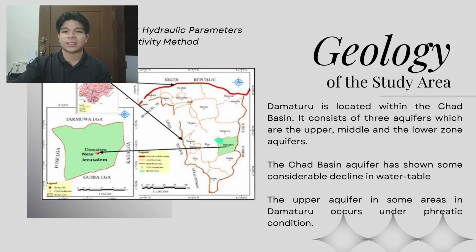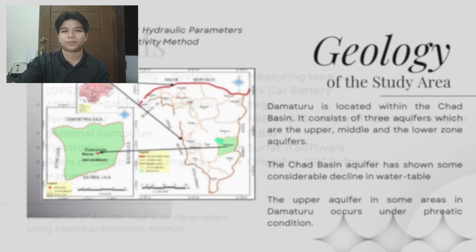volcanism, rifting, and sedimentation. Groundwater resources in Damaturu originate from the Chad Basin's aquifers, which include upper, middle, and lower zones, primarily composed of sandy formations separated by clay and sandy clay. The Chad Basin aquifer has experienced a considerable decline in the water table. The aquifer consists of fine to coarse-grained sands, with the upper aquifer in some areas of Damaturu occurring under phreatic conditions and being recharged directly by infiltration of surface rain runoff.